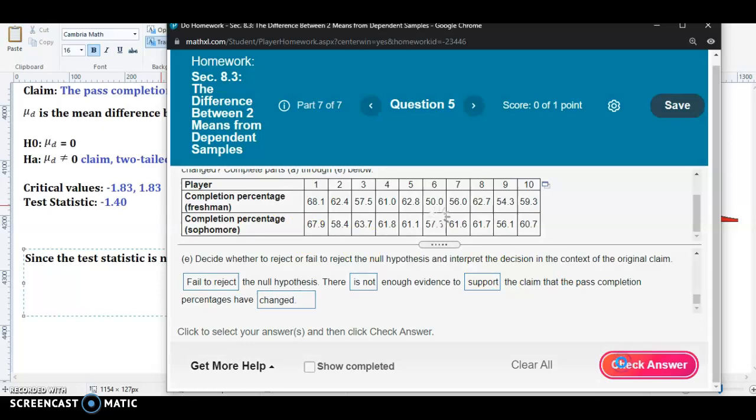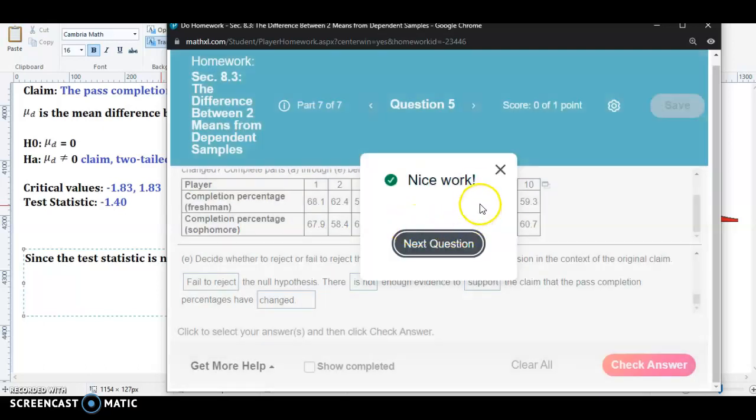So let's go and check that answer. Okay, and we've correctly completed question 5.